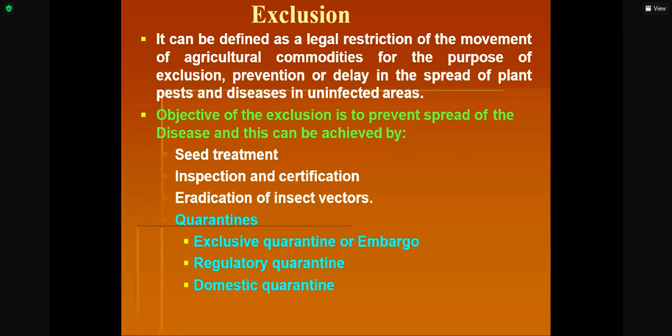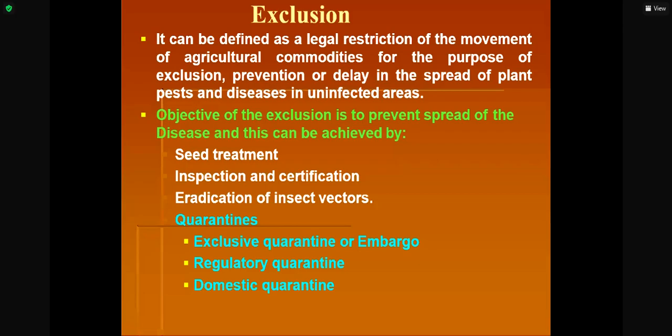Present, or in the areas where the disease has not started yet. So we can exclude the pathogen. We can prevent the pathogens. We can delay the spread of the plant disease and pest in the areas where disease has not started and pathogens are not present. So these are the objectives of exclusion.